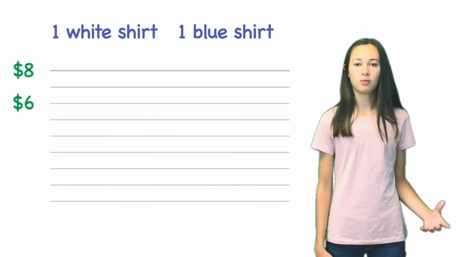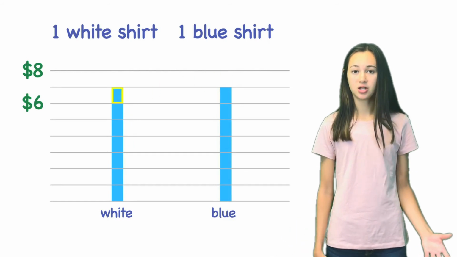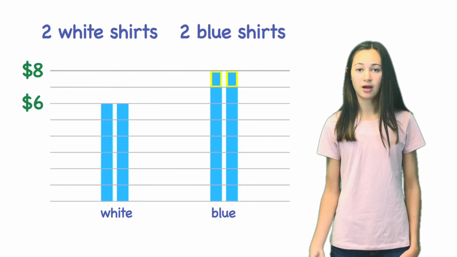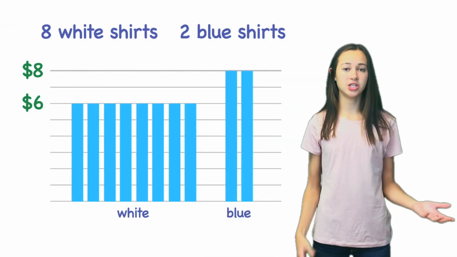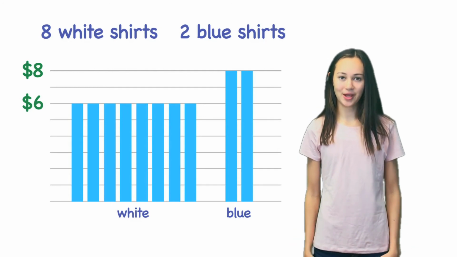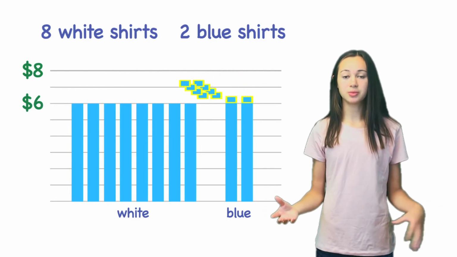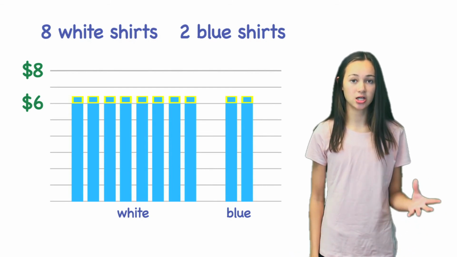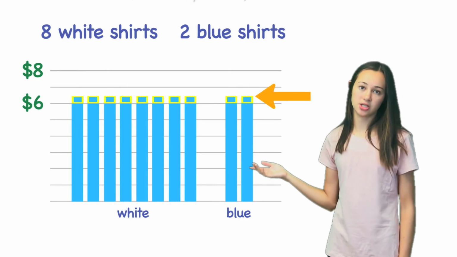Well, if Riley bought 1 white t-shirt and 1 blue t-shirt, yes, the average will be $7. And if Riley bought 2 white t-shirts and 2 blue t-shirts, the average will also be $7. But what if Riley bought 8 white t-shirts and 2 blue t-shirts? Will the average still be $7? No, it won't be, because there are a lot more white t-shirts than blue t-shirts. So the average would be a lot closer to $6 than $8, because there are a lot more shirts that are $6. We can see that the average is somewhere between $6 and $7.